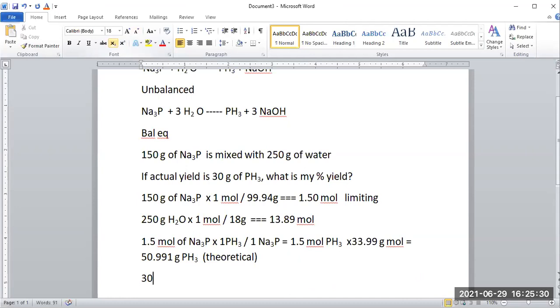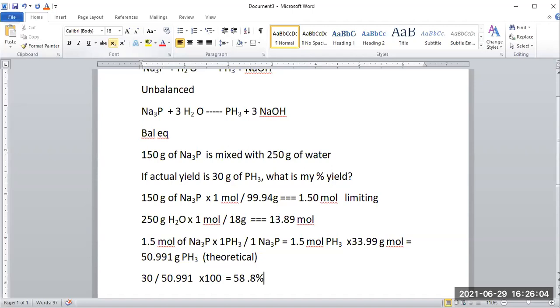So I'm going to do 30 divided by 50.991 and then multiply by 100, so it's a percentage. And that will give me 58.8%. So not a really great percent yield in comparison to what I could have gotten. But think about your steps here.